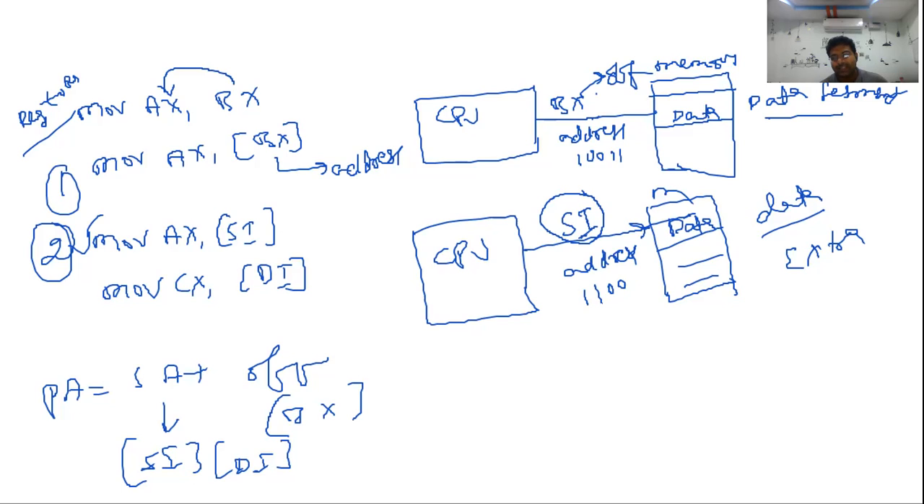This SI will represent the segment address, and this BX will represent the offset address. The effective address of data is formed in this addressing mode by adding the content of a base register, that is BX or BP, to the content of an index register. The default segment is ES. So the effective address is like this.